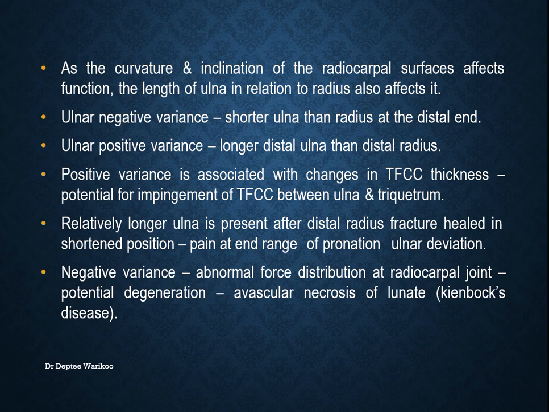As the curvature and inclination of the radiocarpal surfaces affect the function, the length of the ulna in relation to the radius also has a lot of effect on your joint. Not only the curvature, but this length also affects it. So we have two types of things to consider. First is ulnar negative variance, another is ulnar positive variance. Ulnar negative variance is described as a short ulna in comparison with the radius at their distal ends, whereas in ulnar positive variance the distal ulna is longer in relation to the distal radius.